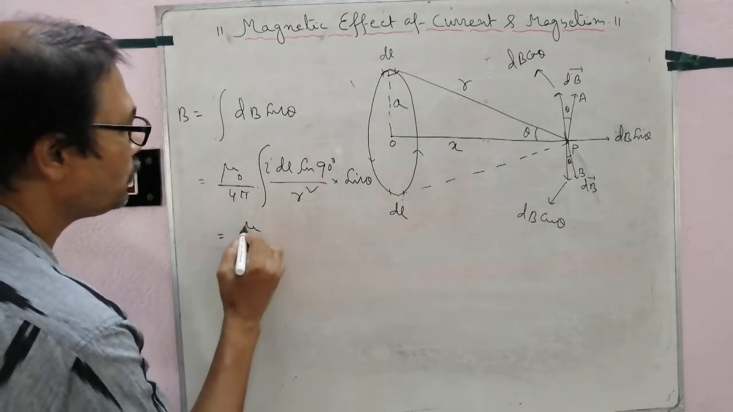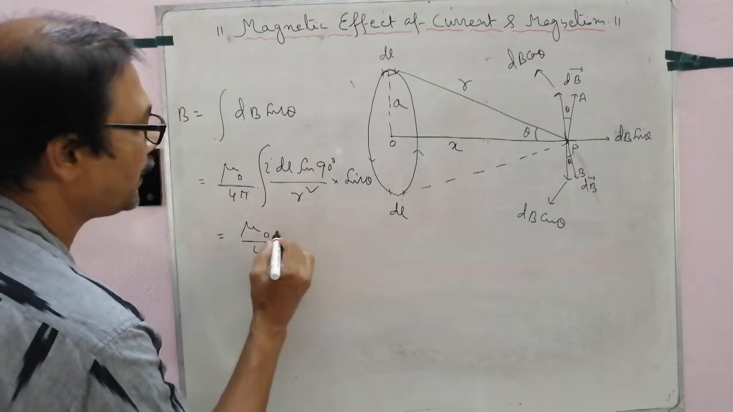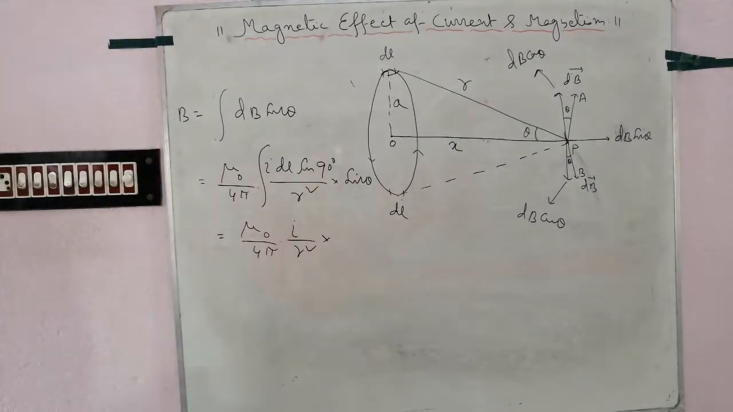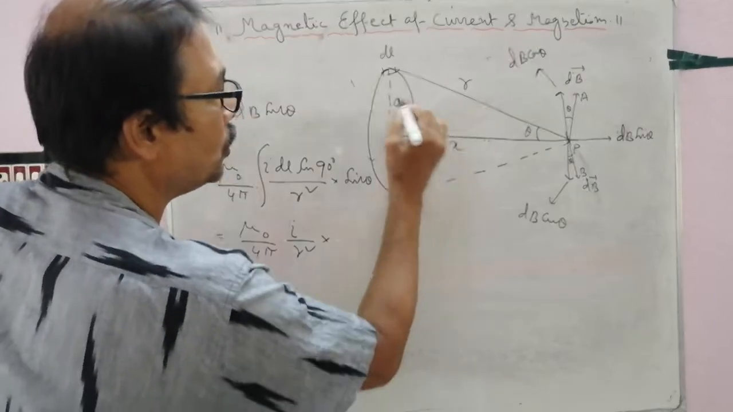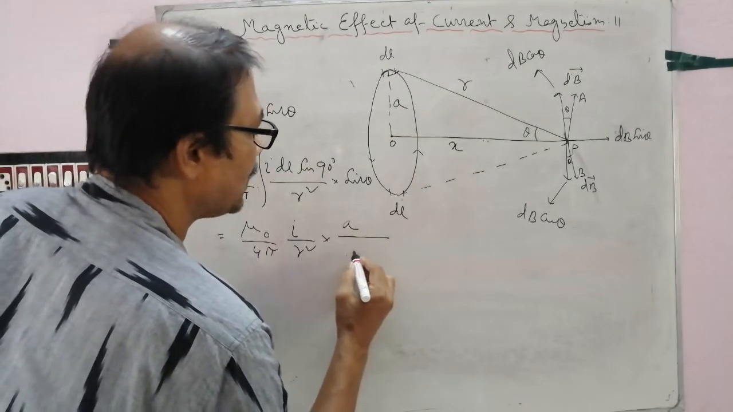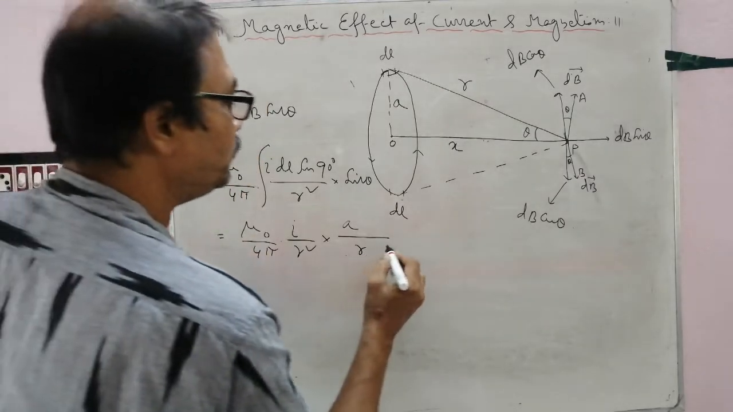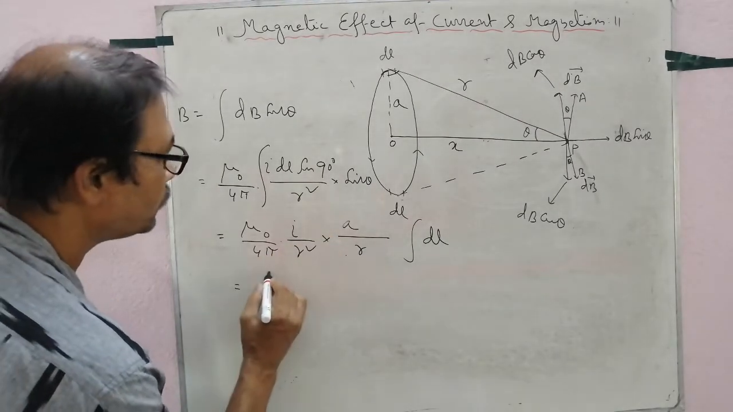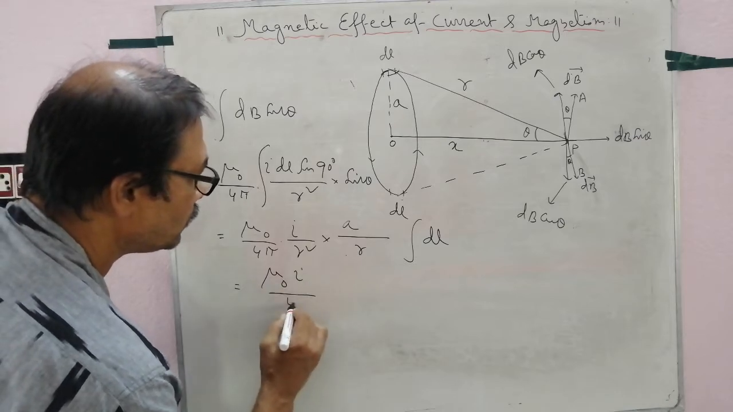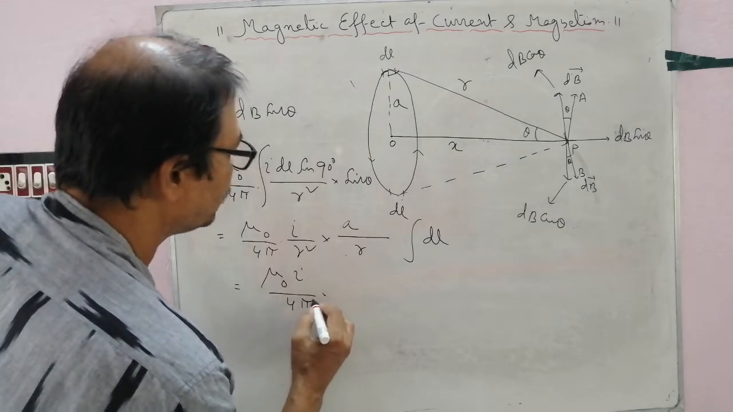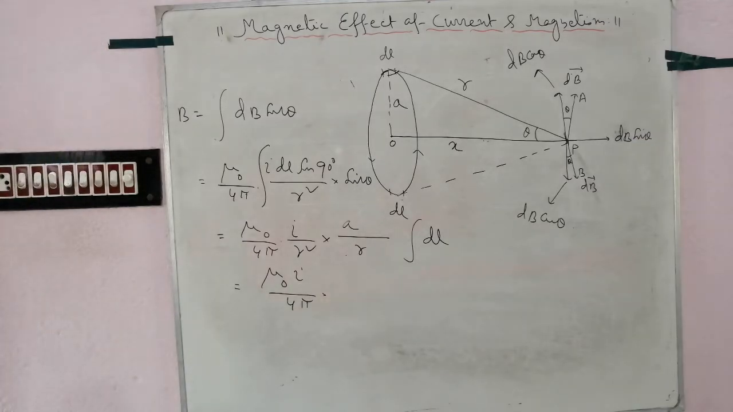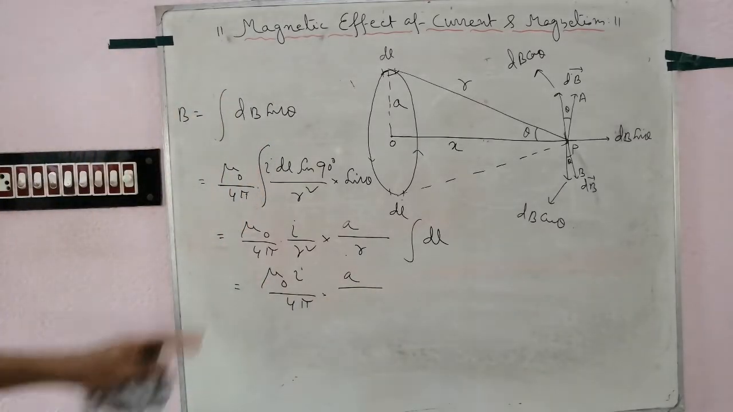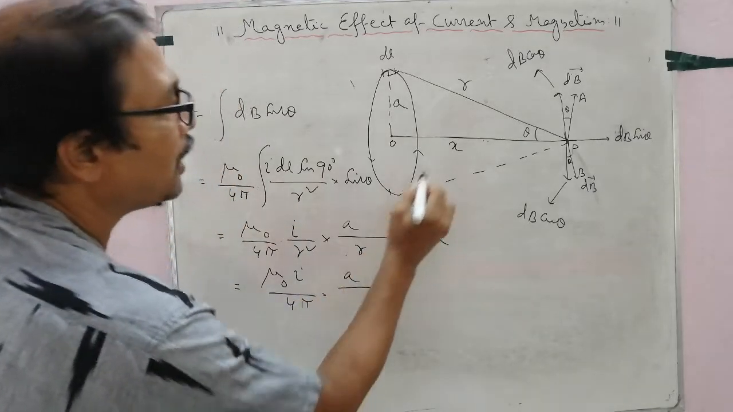Integration of mu naught by 4 pi, I by r square, sin 90 sin theta, where sin theta equals a by r, integration of dl. So we get I by a by r cube.